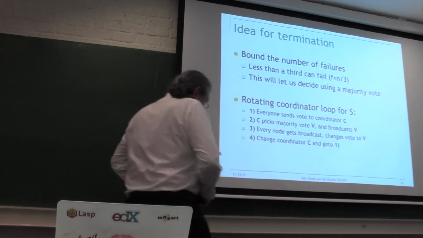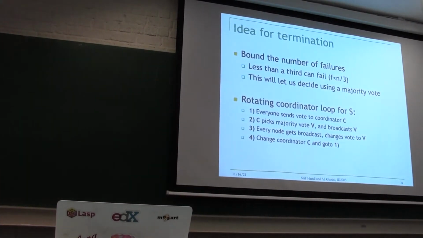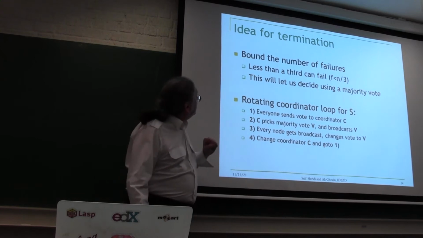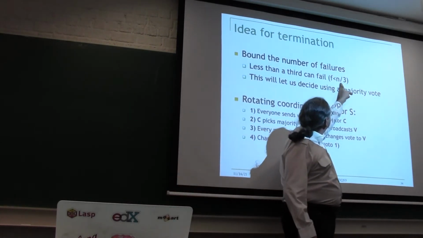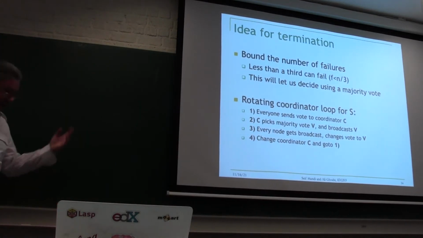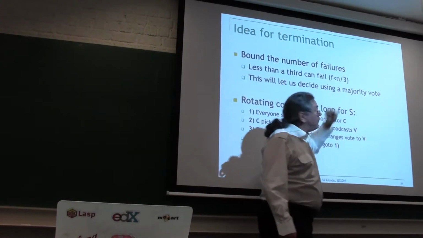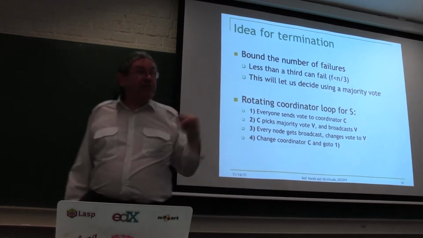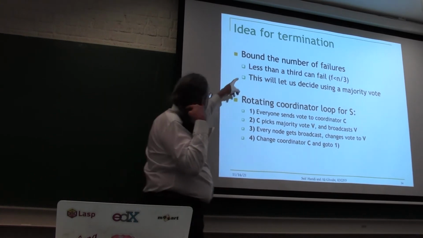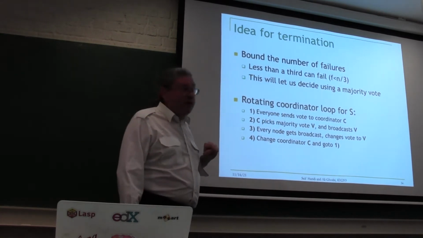Okay, so how does it work? We can make it work if the number of failures is low enough. Actually, we can make it work if the number of failures is less than n over 3. That's weird. Why n over 3 and not n over 62 or something? Well, you'll see why. If there's not too many failures, less than a third can fail, then we can use some kind of majority, but we'll see how it works.